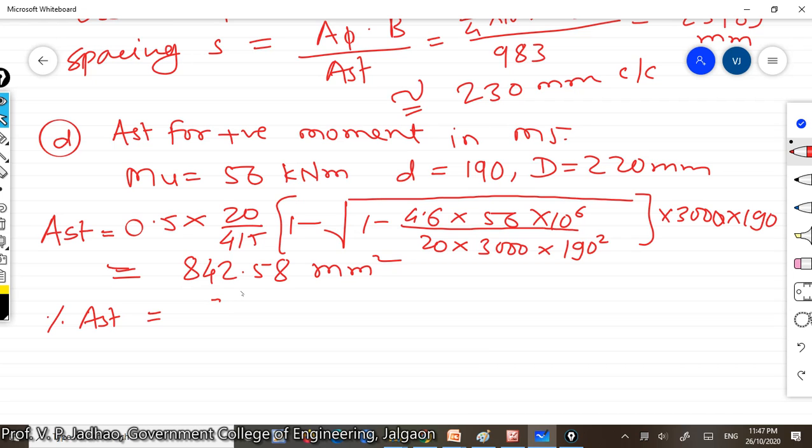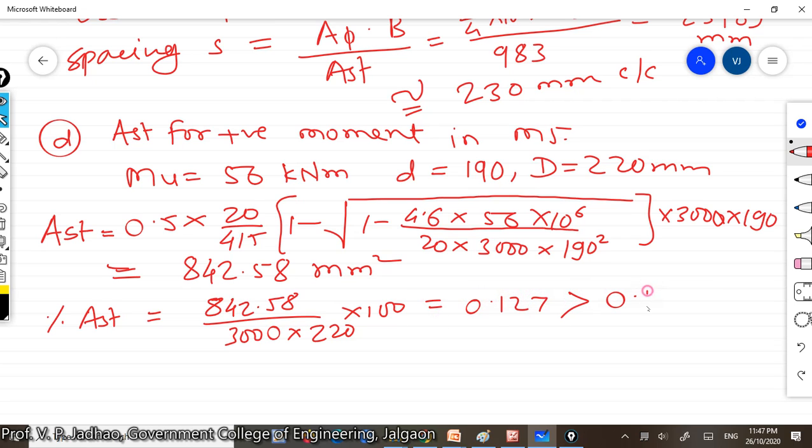Now to calculate the percentage AST, we have percentage AST is equal to AST provided divided by cross sectional area into 100. So AST provided is 842.58 divided by b into D. b is 3000, D is 220, multiply it with 100, and you will get the percentage AST. It comes out to be 0.127. This is greater than 0.12, and hence okay.